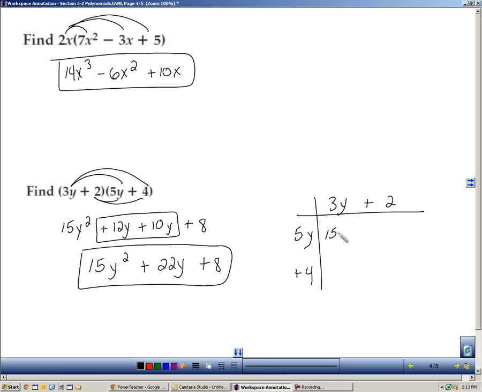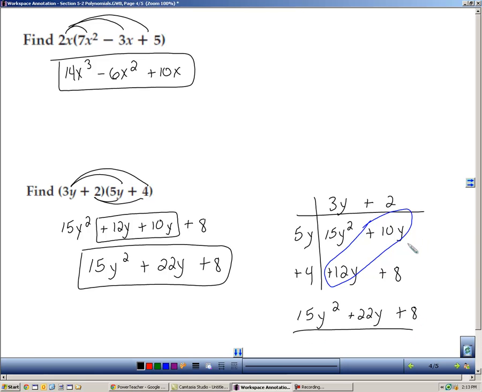So 3 times 5 is 15y squared. 5 times 2 is plus 10y. 3y times 4 is plus 12y, and then 2 times 4 is 8. And then you'll notice the like terms will always show up along this diagonal here. And you can write your final answer as 15y squared, and then plus 22y, and then plus 8. So you end up getting the same answer. It's just another method called the rectangle. I prefer the distribute method, and that's the one that I'll use.